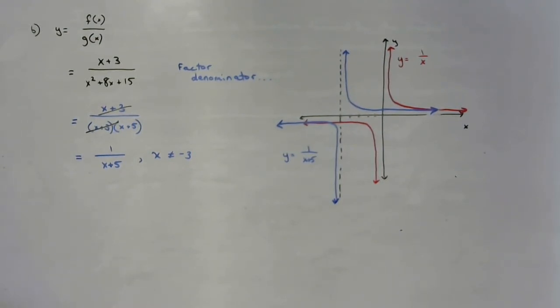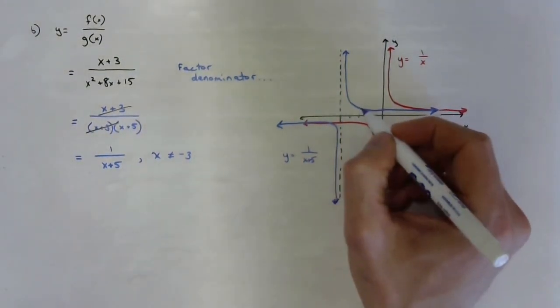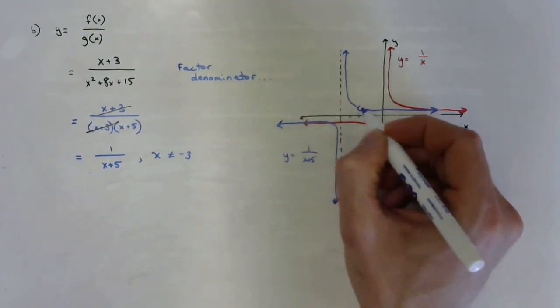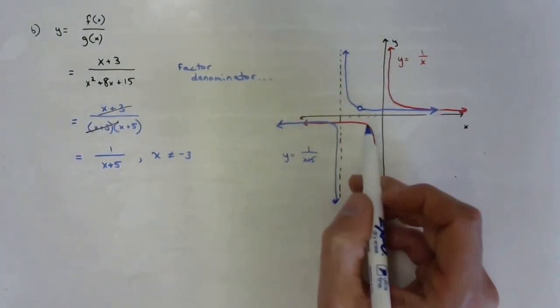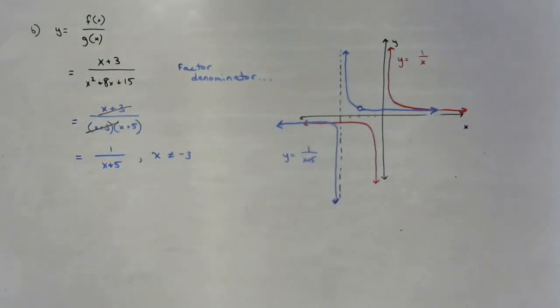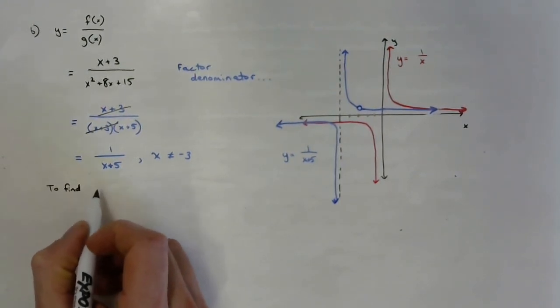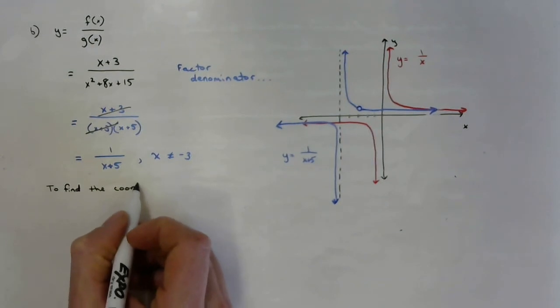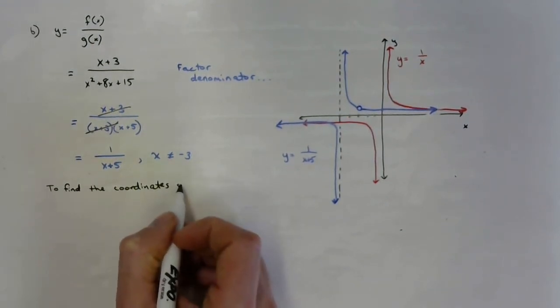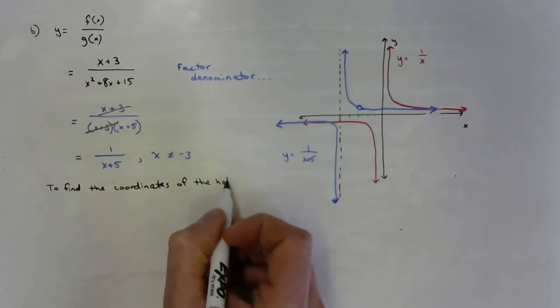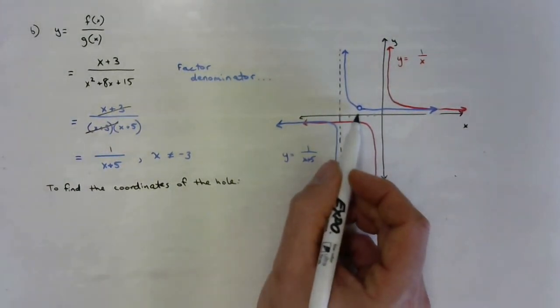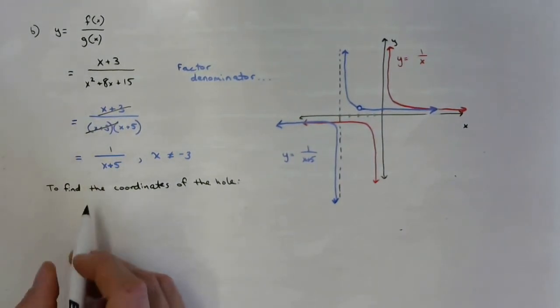And then we also want to make sure that we have added our hole, which is at x equals -3. But you could also maybe find out the y value that goes with it if you needed to know the coordinates of that hole. Let's just do it to find the coordinates of the hole. You just plug x equals -3 into your equation.